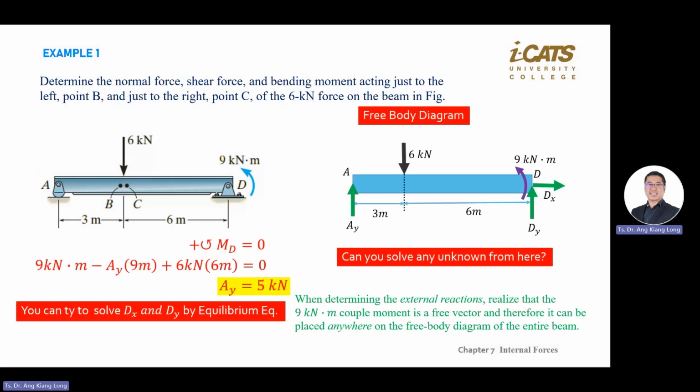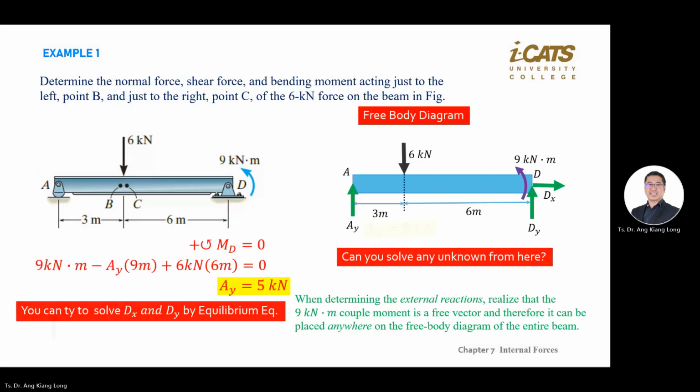Do the same for x. Again, give the direction. What is your positive direction? So always draw positive to the right, sum of forces in x equals 0. So what are the x forces? You only have DX equal 0. So you have found all the values already. This is how you solve.